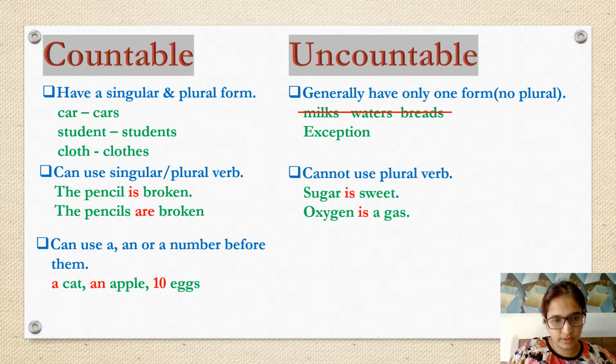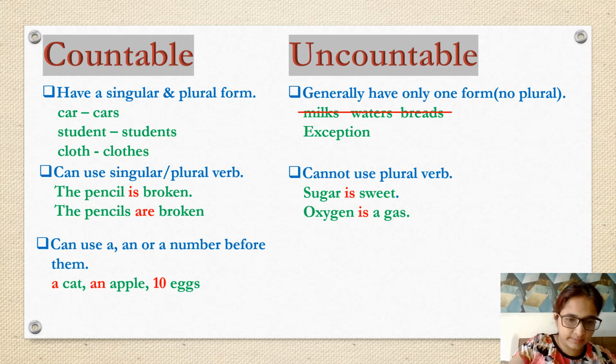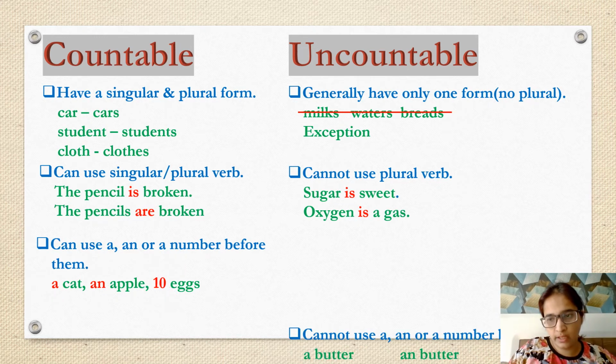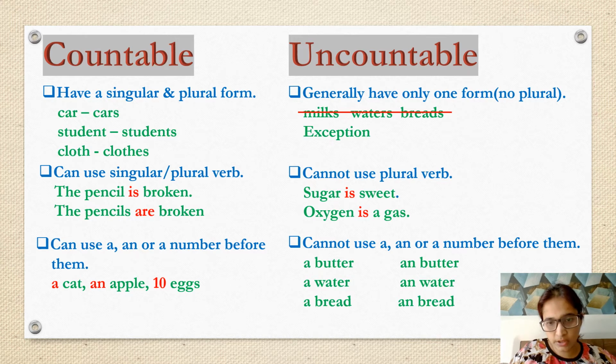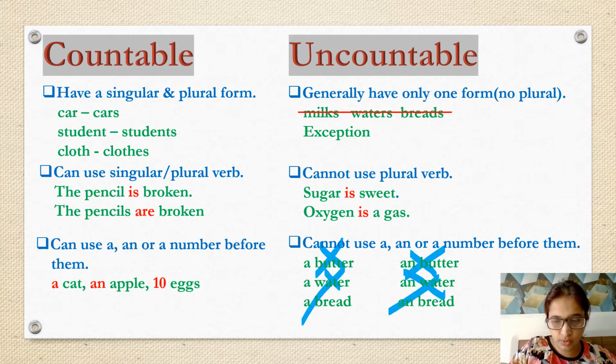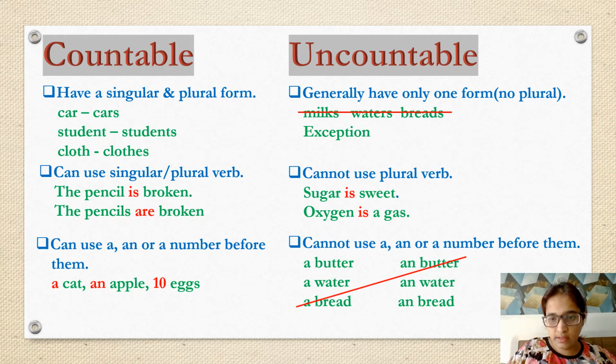Now let's come to the last part of it, which is you can use a, an, or a number before a countable noun. For example, you say a cat, an apple, 10 eggs. All these are showing numbers, which you can do in case of countable nouns, but you cannot do that in case of uncountable nouns. You cannot use a, an, or a number before them. Can you say a butter? You can't. Can you say an butter? No, you can't. Can you say a water? No. An water? No. So basically it is not possible to use a, an, or a number before uncountable nouns.